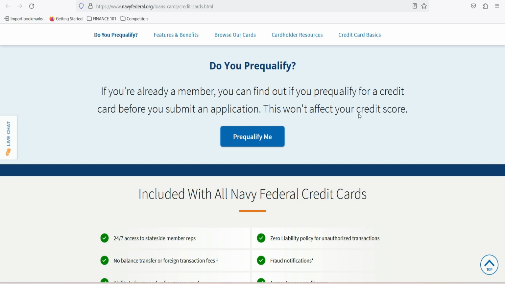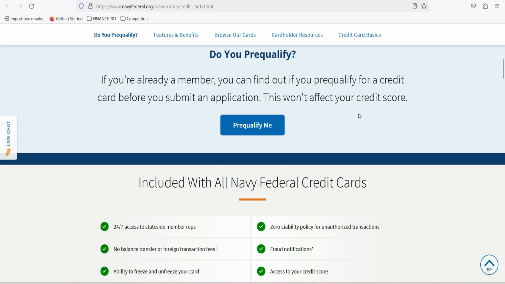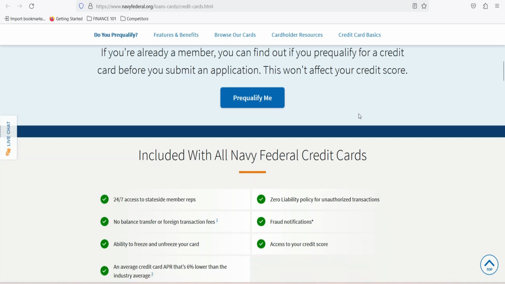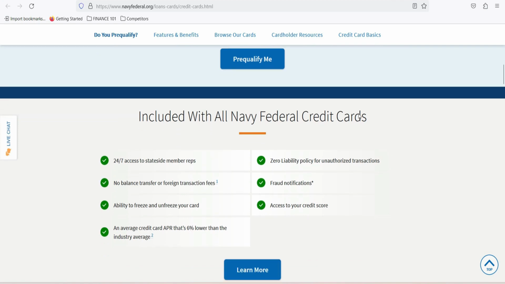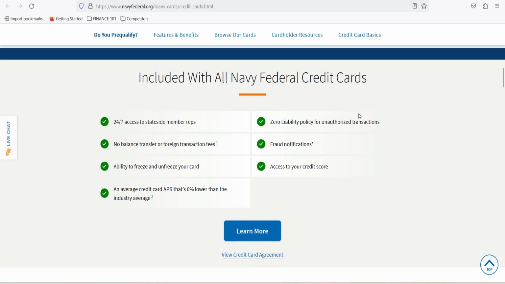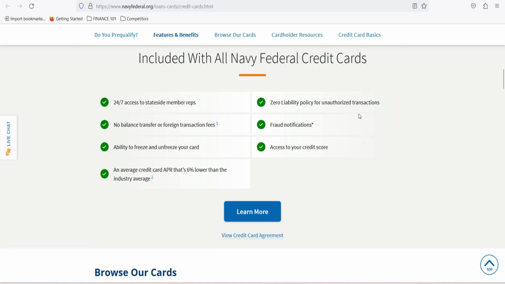2. Establish a positive credit history. Creditworthiness is a significant factor in determining the credit limit you can secure. Navy Federal Credit Union, like other financial institutions, assesses your credit history to evaluate your financial responsibility. Ensure that you have a positive credit history by making on-time payments on existing credit accounts and managing your debt responsibly.